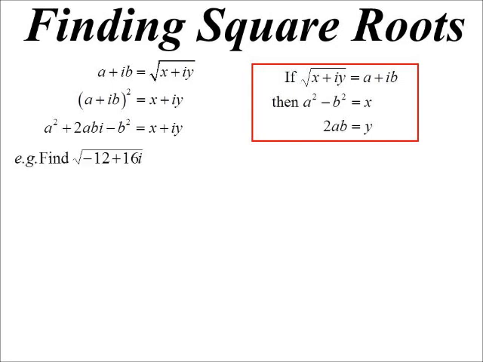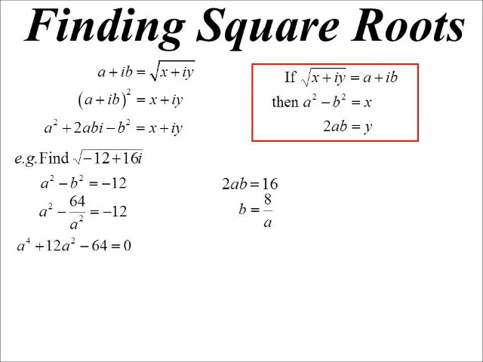So let's find the square root of minus 12 plus 16i. So a squared minus b squared, the real part, negative 12. 2ab, the imaginary part, 16. Once again, we've got simultaneous equations. So b ends up being 8 on a. Sub it into the other one. We end up with a quartic, which we can treat as a quadratic. Multiplies together, negative 64, adds together, gives 12. We have negative 4 and plus 16.